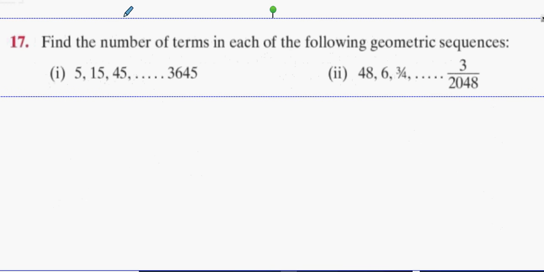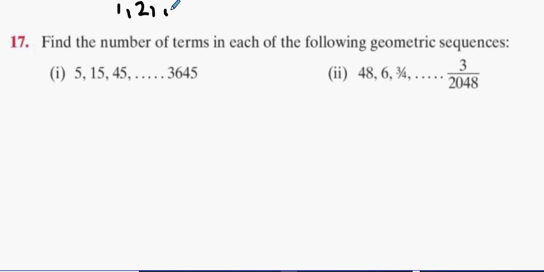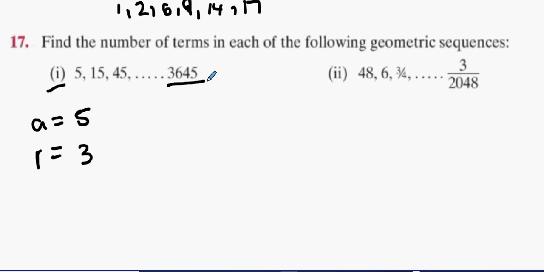Alright, so that's 1, 2, 6, 9, 14, and now we're going to 17. Alright, 17. Right, we'll have a look at part 1 anyway, right? A value 5. R value. Do we know what the last term is? Do we know if it stops on T20 or T50?